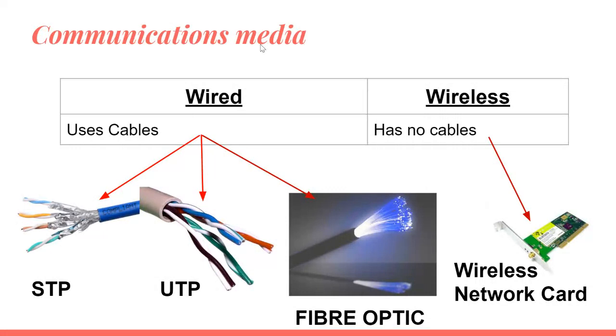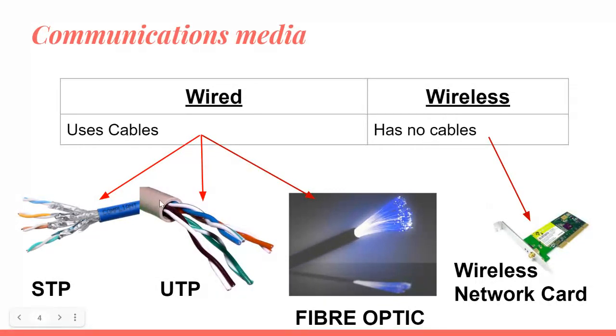Communications media, as I said a little bit earlier, is referring to how the device is going to be connecting, whether you're using cables. So that would be a wired connection. Physical cables are actually laid. Or wirelessly, there are no cables. In order for a device to wirelessly connect, you would have to have that device having a wireless network card. If they didn't have a wireless network card, you would have to use cables.